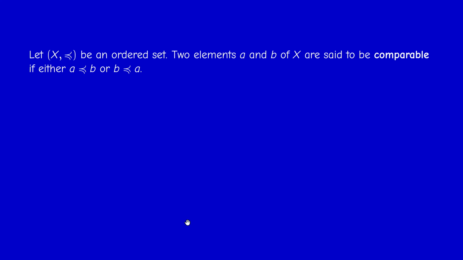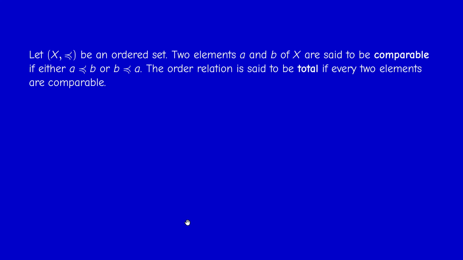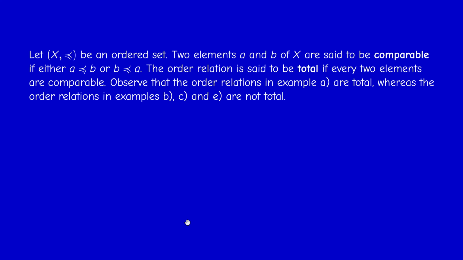Now we say that if you have an ordered set, two elements are comparable if one is related to the other. So A less or equal than B, or B is less or equal than A. This is not true for every order relation. If every two elements are comparable, we say that the order is total. Keep in mind that not all order relations are total. Okay, so for example, in example A, the usual order of R is total.